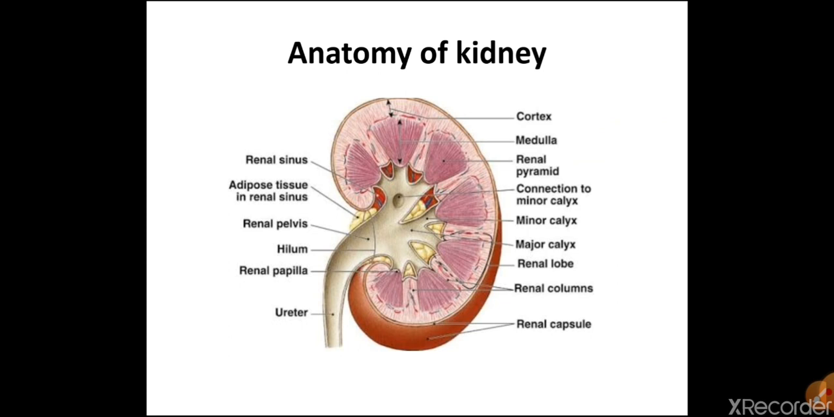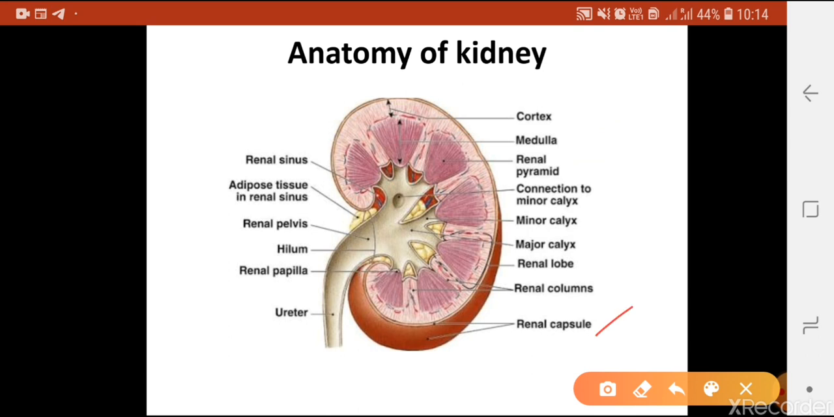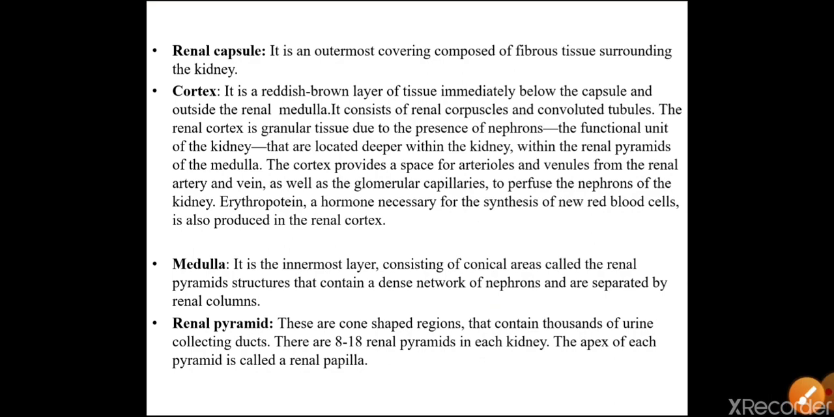Now we come to the basic anatomy of kidney. As we can see, these are the important structures that are present in kidney: renal capsule, then cortex, medulla, then minor calyx, major calyx, renal pyramid, renal columns, then renal pelvis, hilum, renal papilla and ureter that comes out from each kidney. Now we will be elaborating each structure of kidney.